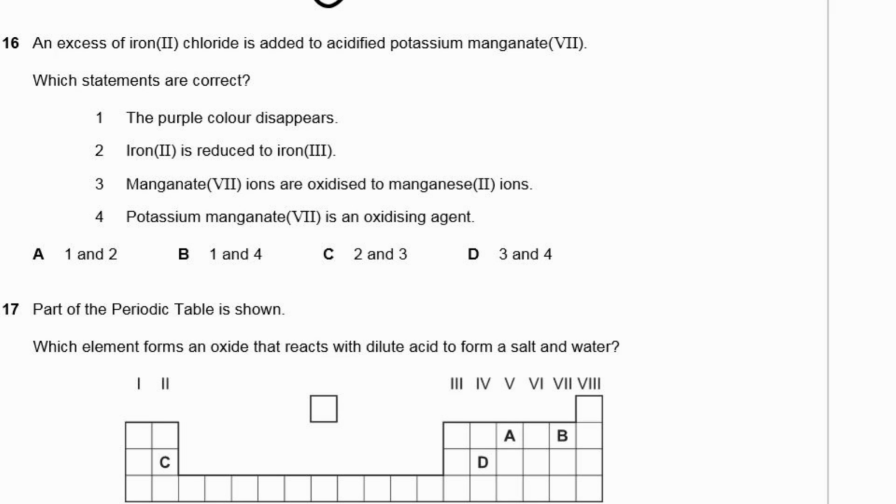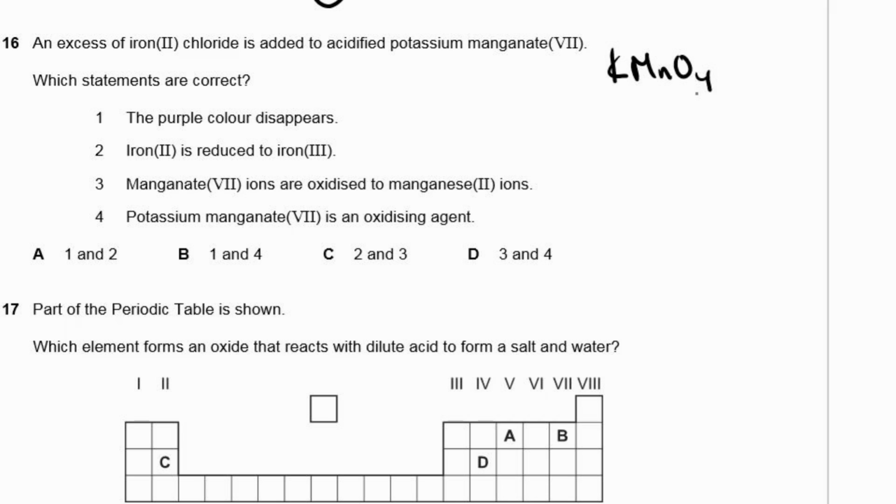Question 16. An excess of iron(II) chloride is added to acidified potassium permanganate, potassium manganate(VII). Which statements are correct? Okay. So let's start from the bottom. So potassium manganate is an oxidizing agent. It has a lot of oxygen in it.